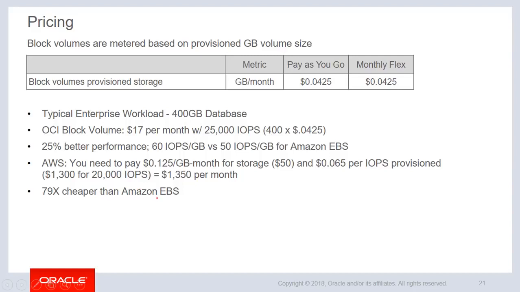Just keep in mind, we don't charge for IOPS, but we do give you consistent IOPS per gig, and that's the number you can see here, 60 IOPS, which is actually higher than what you get with Amazon EBS, which is only 50 IOPS per gig.